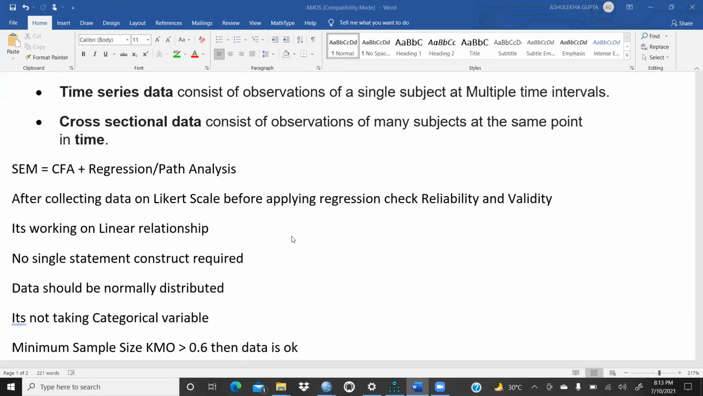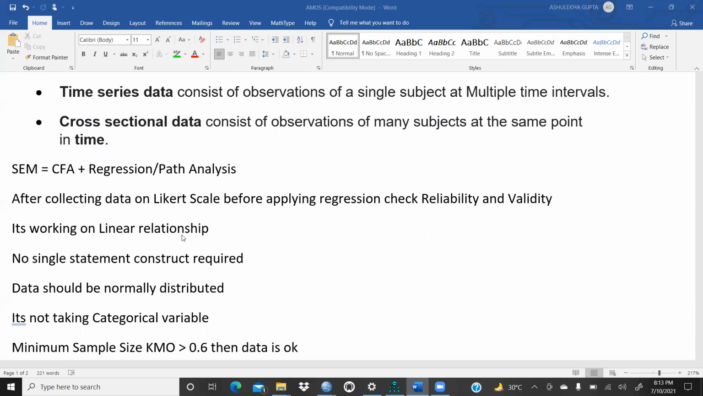Validity you have to check. I had already uploaded videos related to reliability, how we have to check reliability. I already have them in my playlist, so please go through them. Once you collect data on a Likert scale, you have to first check the reliability of that data.